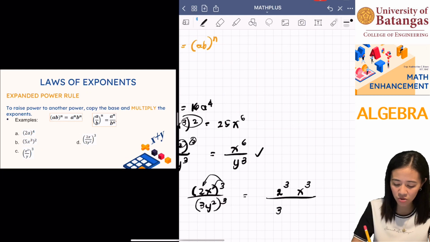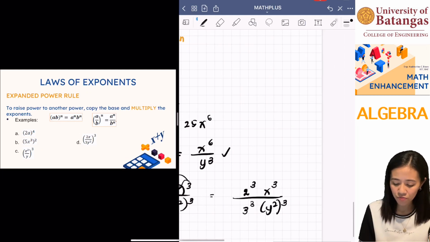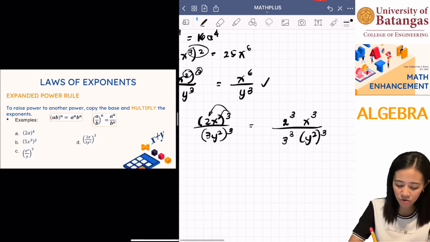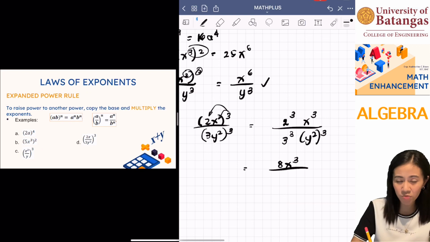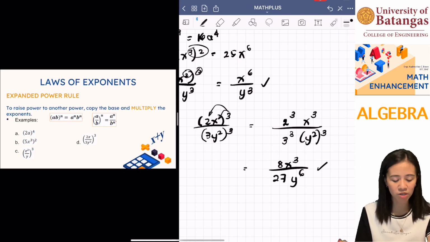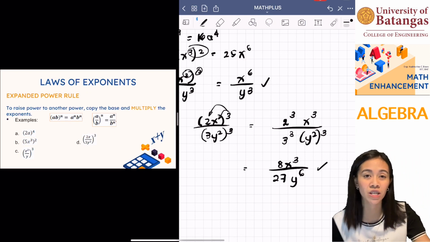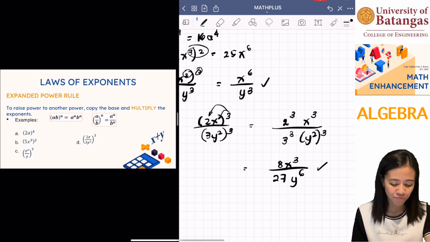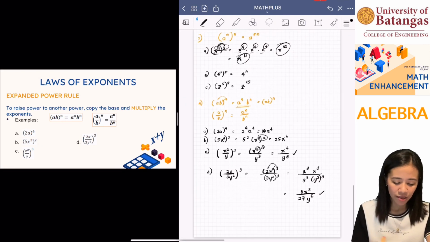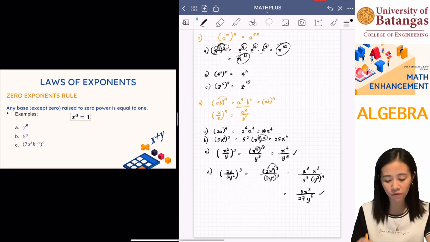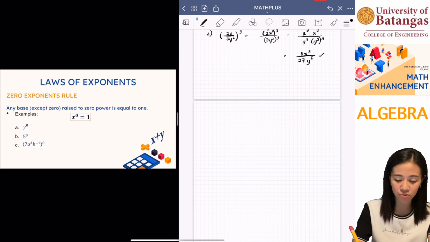You have 3 raised to 3, and then you have y squared raised to 3 also. So, simplifying that, you have 2 cube as 8, x cube, and then 3 cube is 27, diba? 27, and then you have y raised to 6. So, that will be our expanded form of letter D. Okay? So, yon. Next, law of exponent would be the zero exponents rule.